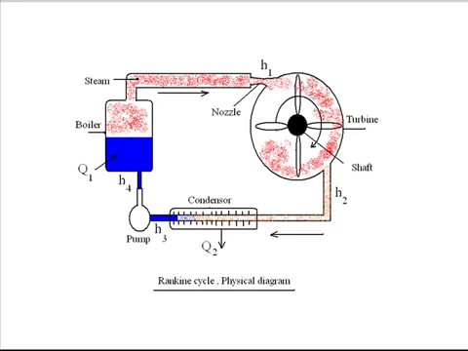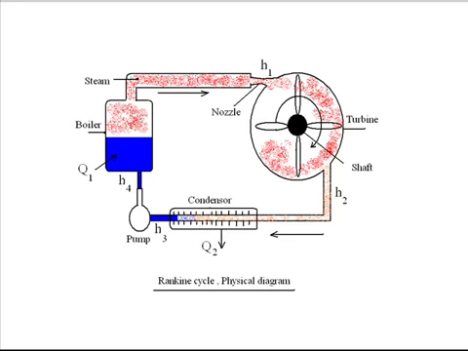By the formation of steam, the enthalpy of water increases. So let us suppose that steam is coming to the nozzle from the boiler with enthalpy H1. When this steam passes through the nozzle, the enthalpy of the steam converts into kinetic energy of the steam. So the velocity of steam becomes very high and it hits the blades of the turbine.